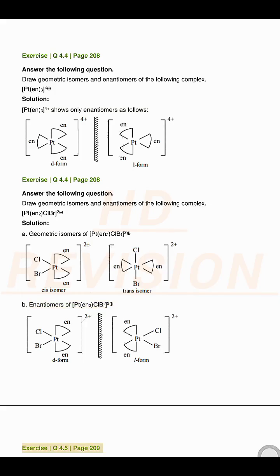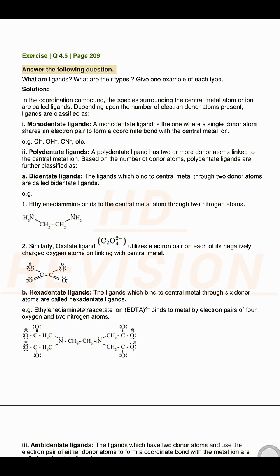Exercise Q 4.5, page 209. Answer the following question. What are ligands? What are their types? Give one example of each type. Solution. In the coordination compound, the species surrounding the central metal atom or ion are called ligands. Depending upon the number of electron donor atoms present, ligands are classified as I.